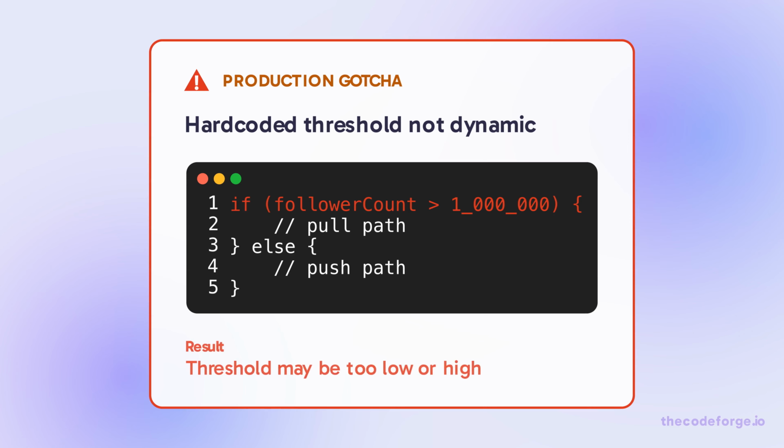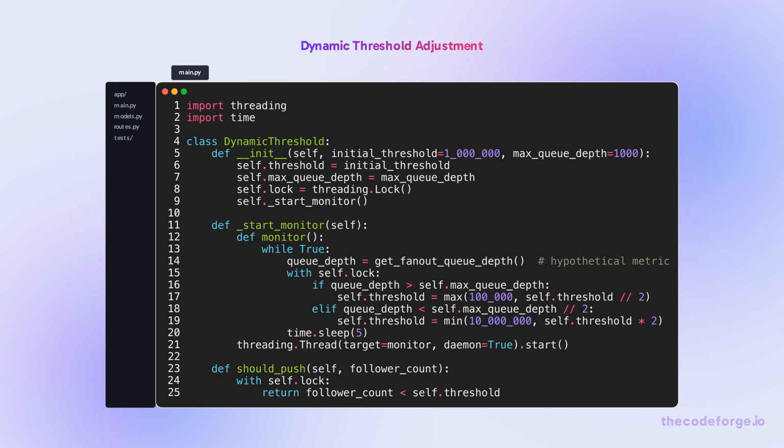A static threshold can be problematic. If set too low, you still have hotkeys. Too high, many users cause spikes. The threshold should be dynamic based on current fanout worker queue depth and cluster capacity. The article mentions a threshold for hybrid fanout, but doesn't show how to adjust it dynamically. Here's a production pattern that monitors fanout queue depth and adjusts the threshold every 5 seconds to prevent overload.